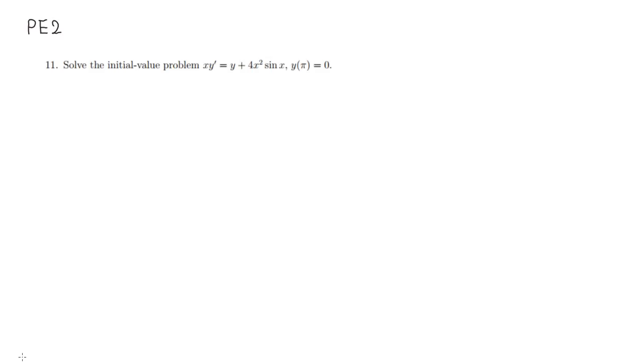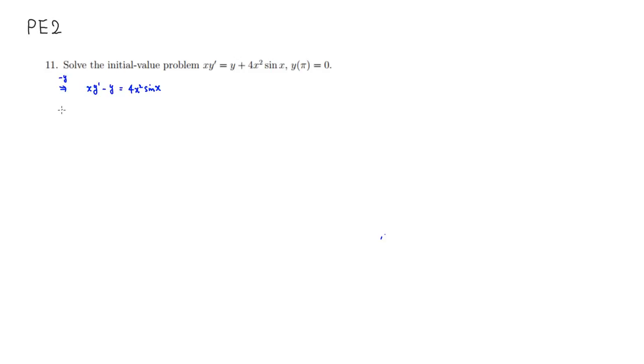Alright, let's look at practice exam 2, problem number 11. We have this first order equation. First thing is I'm going to rearrange it a little bit. First, I'm going to subtract y from both sides. So we have x y prime minus y is equal to 4x squared sine of x.